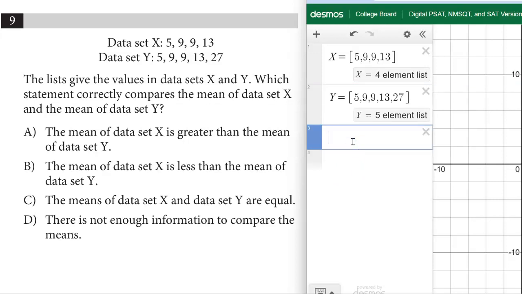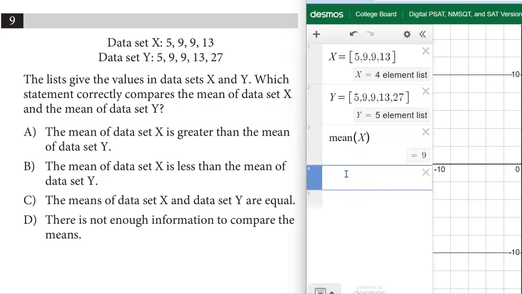So what we're going to do is type mean, M-E-A-N, open parentheses, and then put in a capital X, and that will give you the mean for data set X, and then type M-E-A-N, open parentheses, type a Y, and that will give you the mean for data set Y. Now it says the mean of data set X is greater. Well, no, it's less. B says the mean of data set is less. That is correct. So the correct answer is answer choice B.